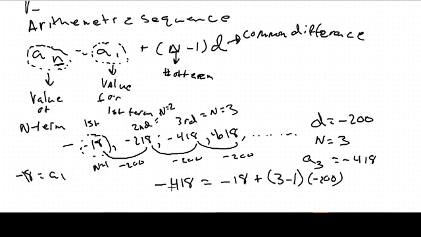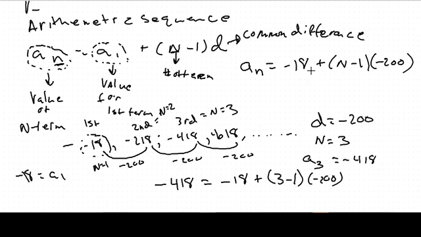Negative 418. So that gives me that number. Okay? If I wanted to write the explicit formula for it, this is what I would do. I would say a_n is equal to a1, which is negative 18, plus n minus 1 times the common difference, which is negative 200.